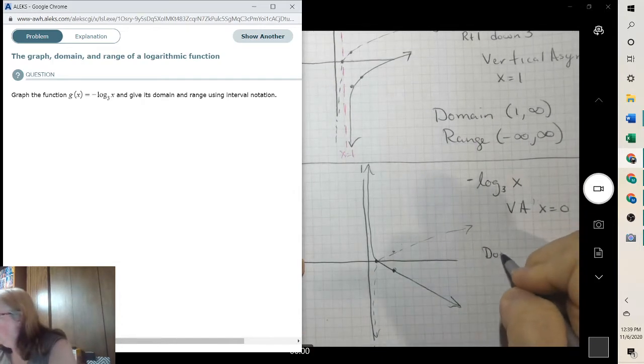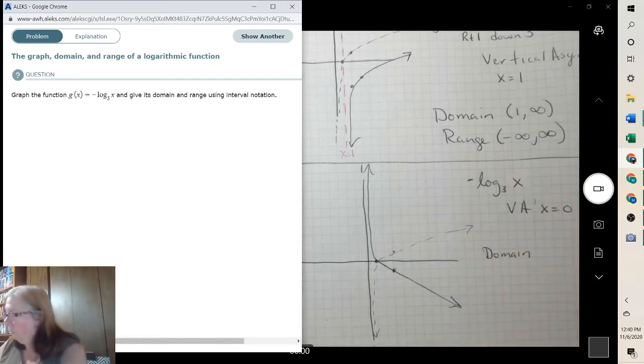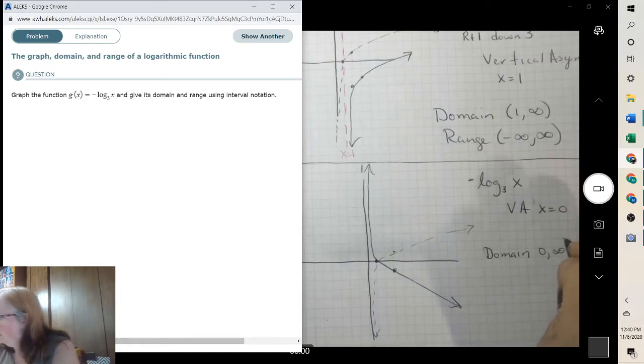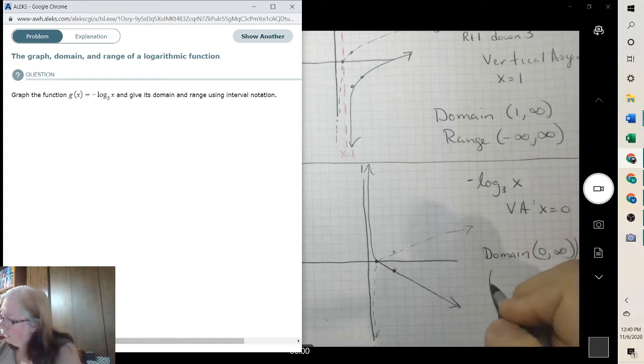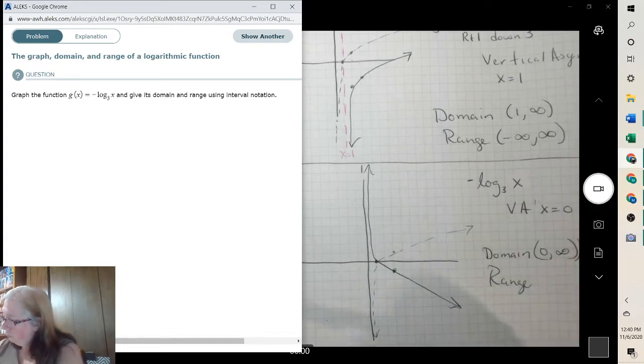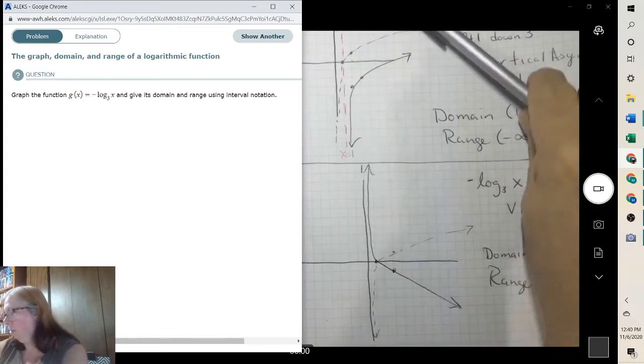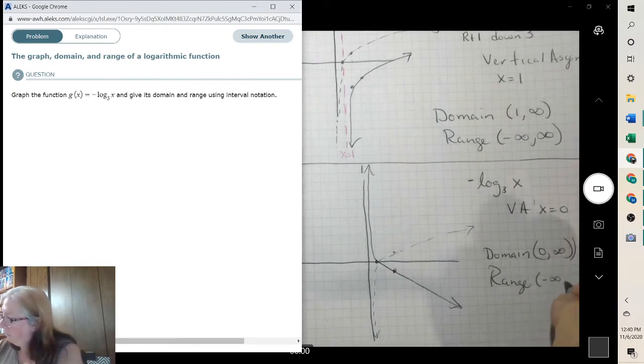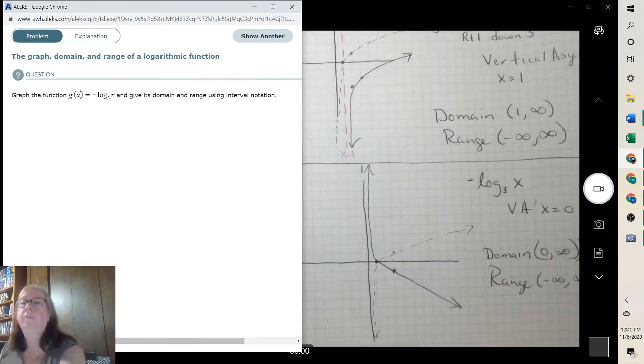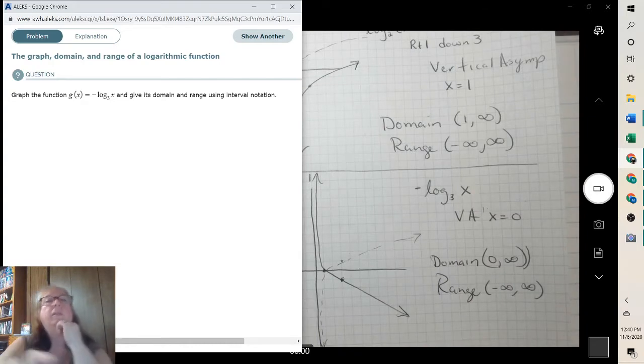So then the domain, there's no values until I reach 0. So 0 to infinity. And the range is all real numbers because this is going to keep going down and this keeps going up. Negative infinity to infinity. Let's try another one.